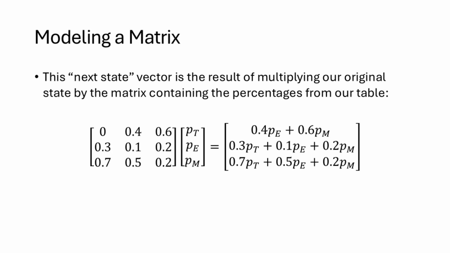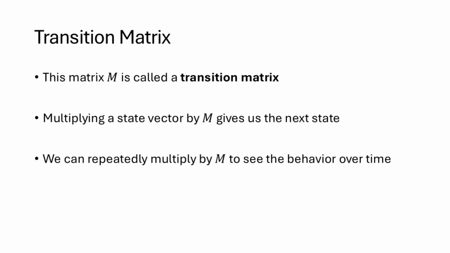What we can do is realize that these three formulas are the result of multiplying our state vector by a matrix. And the values in that matrix just so happen to be the percentages in the table that we were looking at earlier. So this matrix is called a transition matrix. And multiplying the values in a state by that matrix gives us the values in the next state. And this is convenient because now we can do this repeatedly.